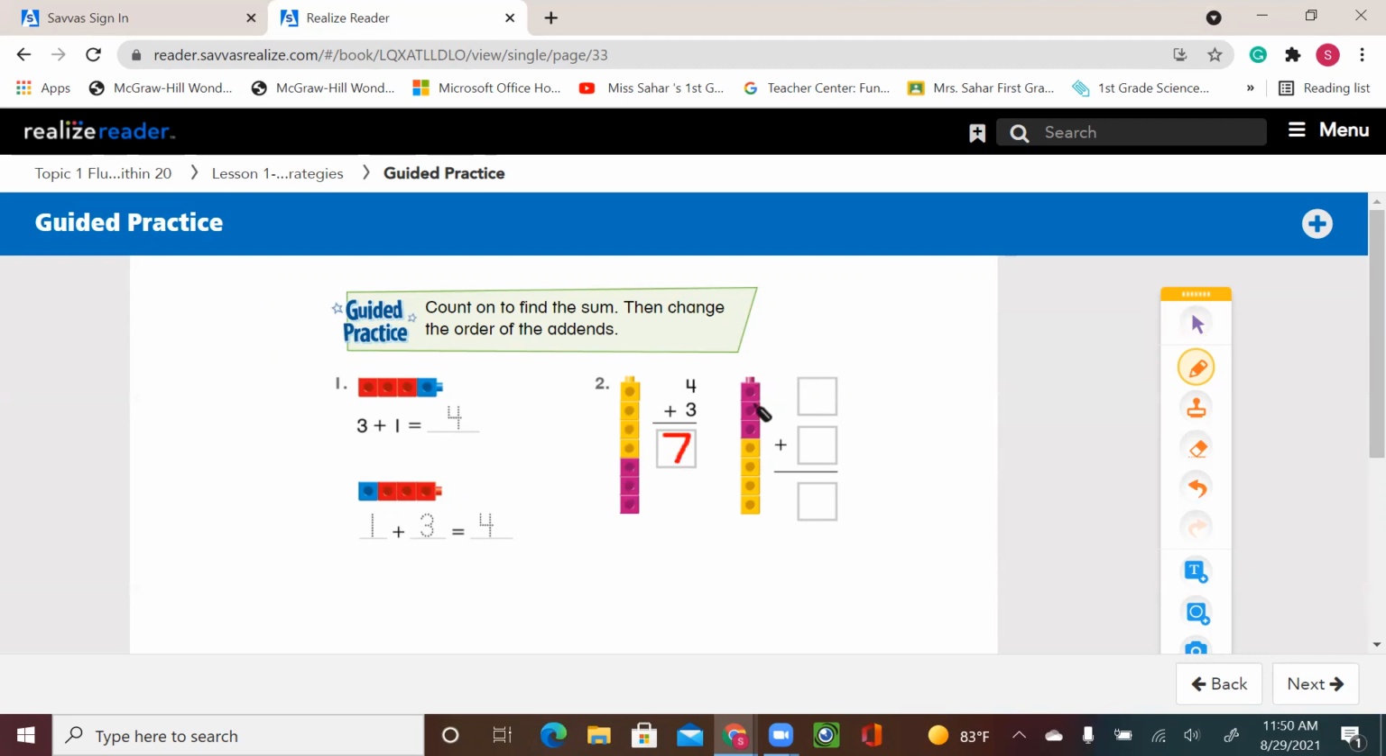Now I need to start with the second addend first, which is the 3. So I'm going to write 3 first, and then I'm going to count the yellow cubes, 1, 2, 3, 4. Now I have to add them together, and I'm sure the answer will remain the same because all I did was put my addends in a different order. 7.